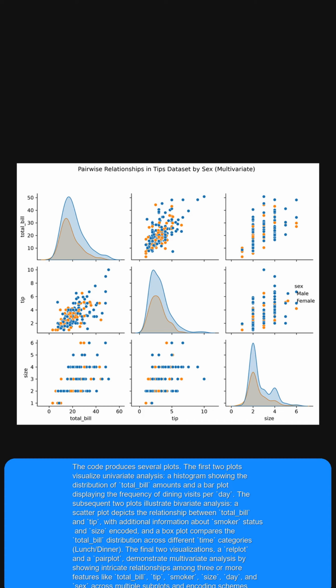Lunch, dinner. The final two visualizations, a "relplot" and a "pair plot", demonstrate multivariate analysis by showing intricate relationships among three or more features, like "total_bill", "tip", "smoker", "size", "day", and "sex" across multiple subplots and encoding schemes.